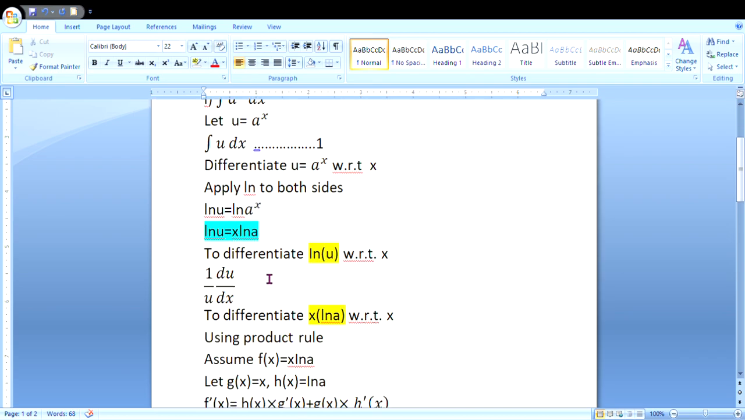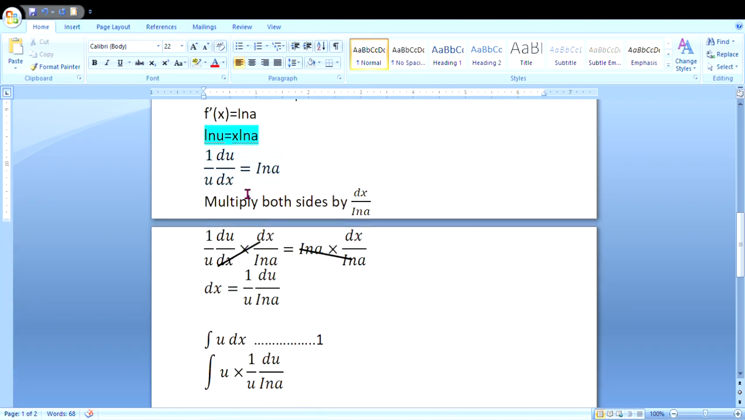Okay, now here we make dx the subject of the relation. So by so doing, how do we achieve that? We multiply both sides by dx over ln a, and if that is done, we have 1 over u times du dx times dx over ln a. Similarly, on the right hand side, we have ln a times dx over ln a. You see that the dx cancels the dx, and on the right hand side, ln a cancels ln a, so that here we obtain an expression for dx.